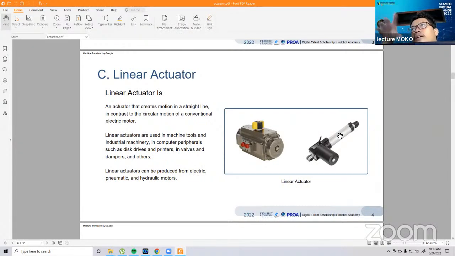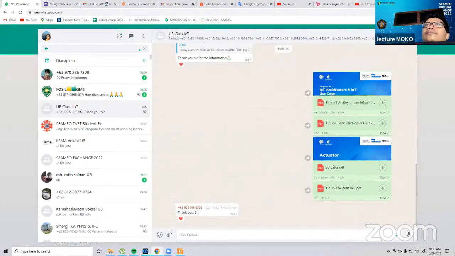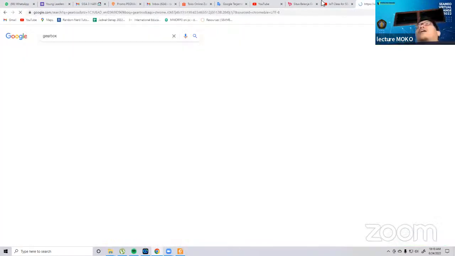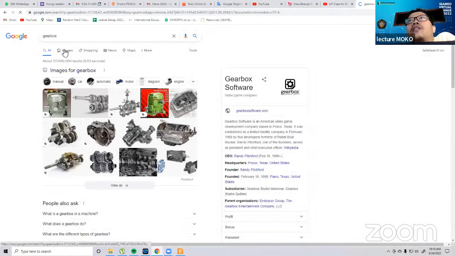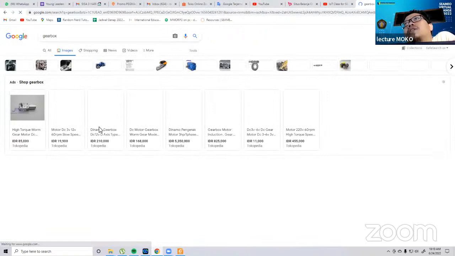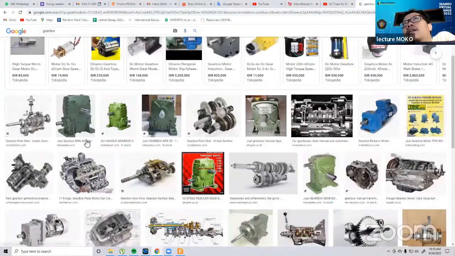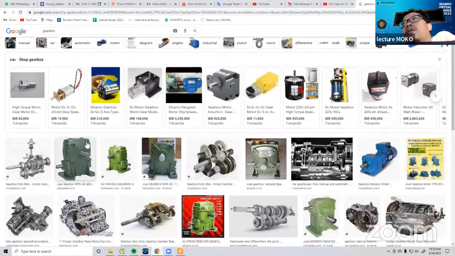So there is a mechanical system inside the motor. We call it, how to say, gearbox. Gearbox means, I think we can see here, a gearbox motor. It makes a reduction in the speed, but it will increase the power of our motor. We call it torque.